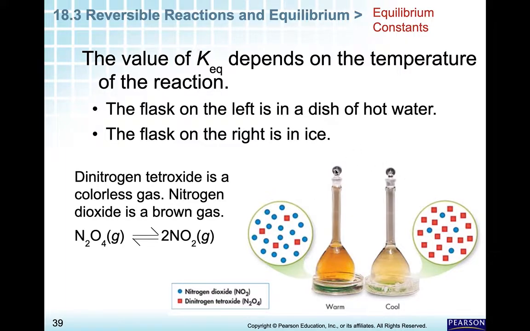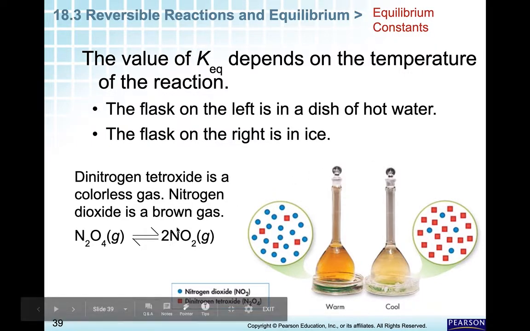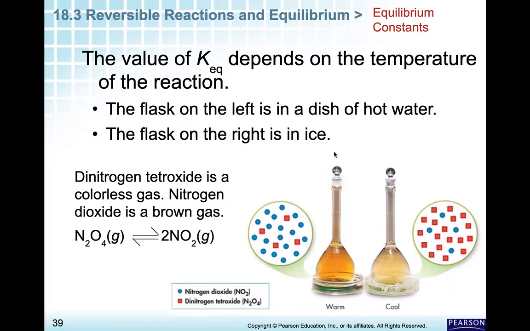So you can clearly see there's a difference here. This one's much darker brown, so it must have more nitrogen dioxide gas. They started with the same amount, they just reached different equilibrium ratios because they were at different temperatures. This gas happens to be the more stable one in warmer temperatures. The whole point of this slide, though, is just to say that we can only use an equilibrium constant for one specific temperature. If we change the temperature, that number is no longer good.